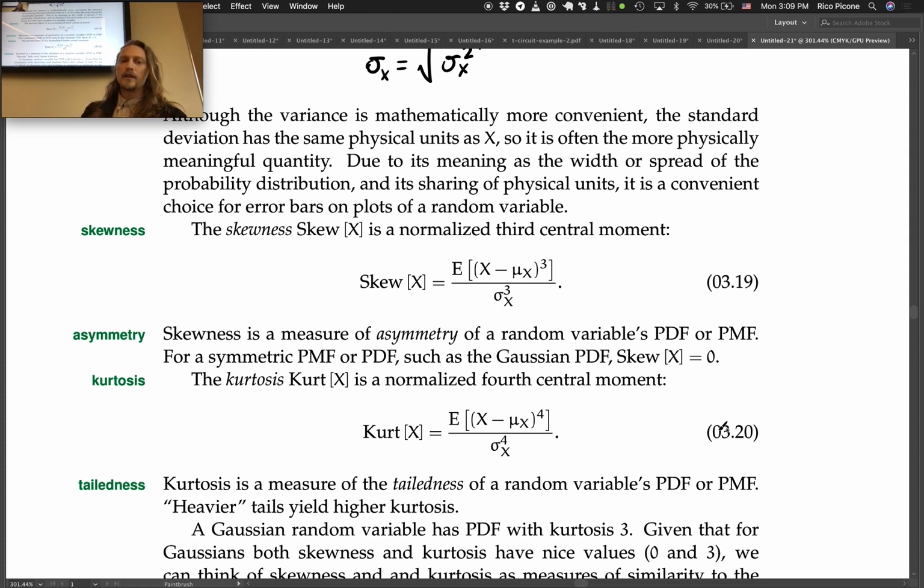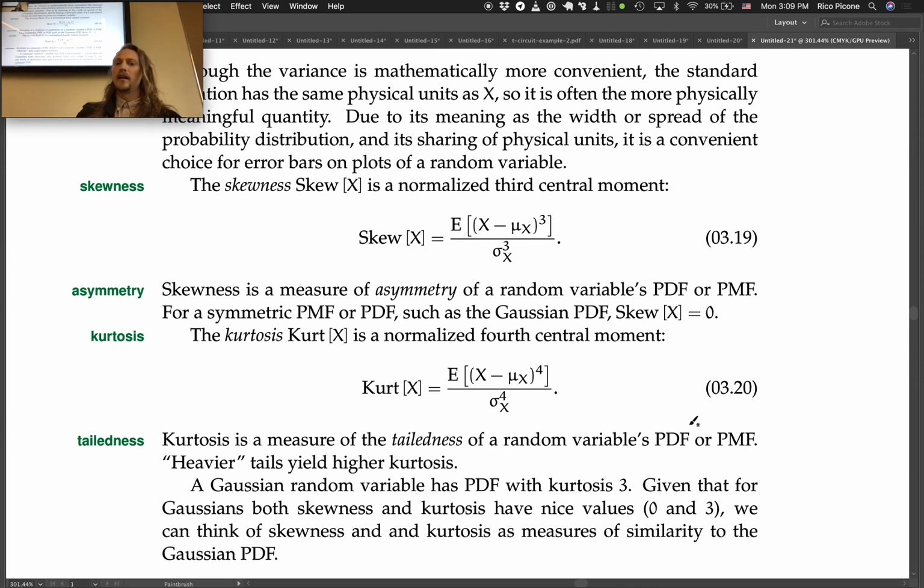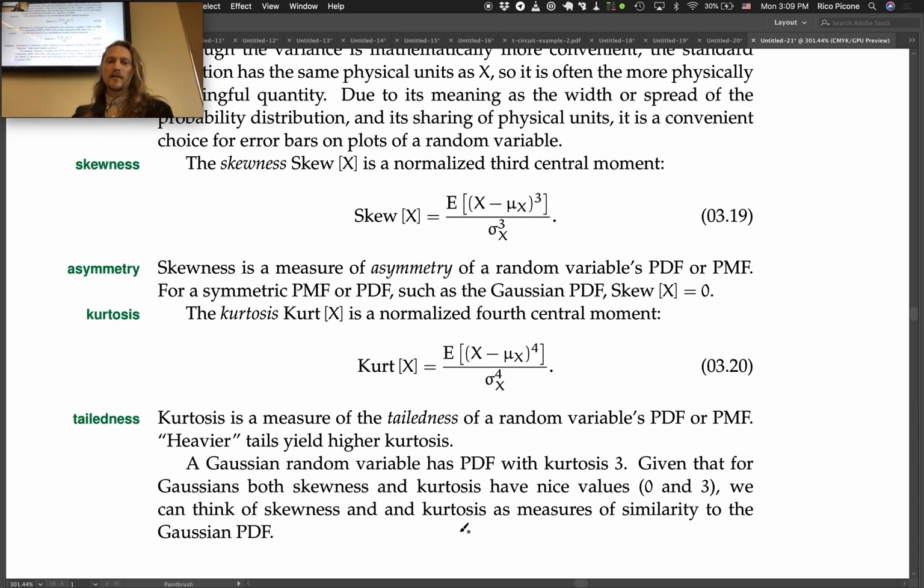The kurtosis, or kurt of x, is a normalized fourth central moment. So if you take the fourth central moment and you divide it by the variance squared, you get the kurtosis. Kurtosis is a measure of the tailedness of a random variable's PDF or PMF. Heavier tails yield higher kurtosis. Okay? So that's like when the probability density function trails off. Is that trail off fatter, or is it really skinny?